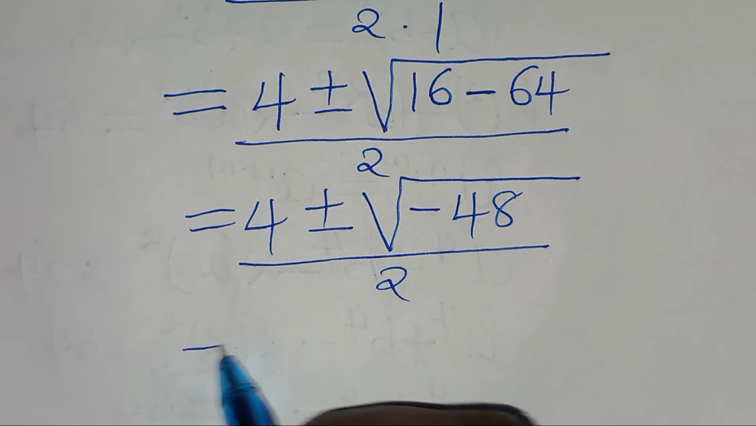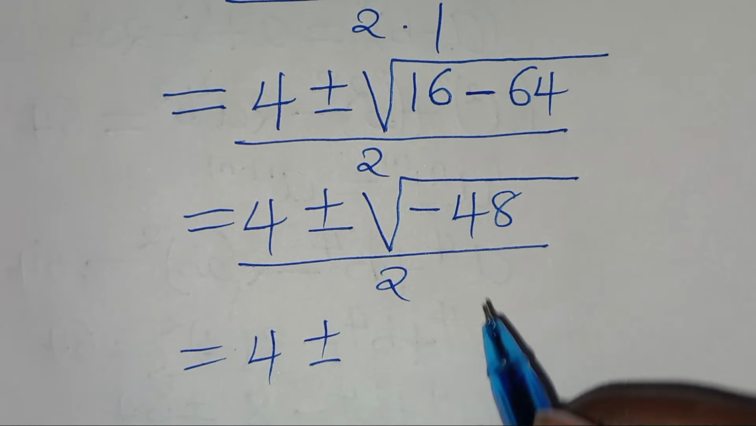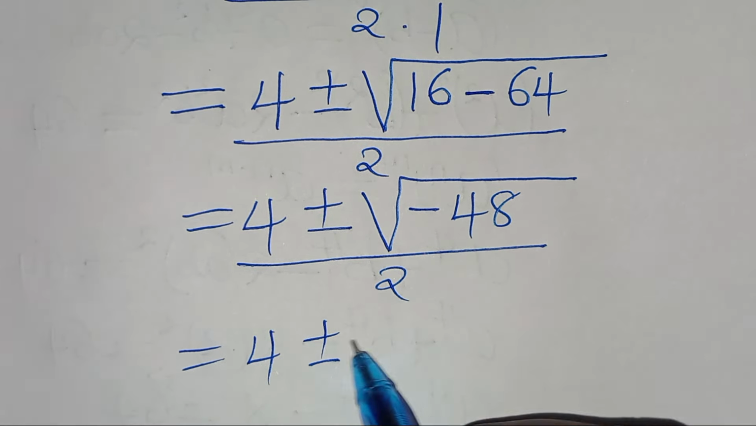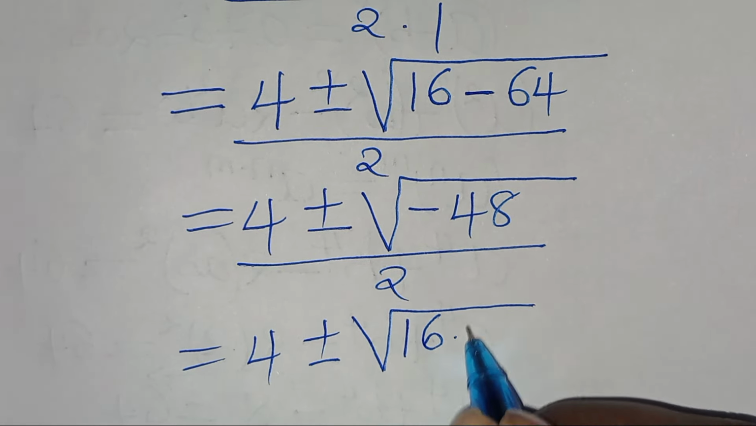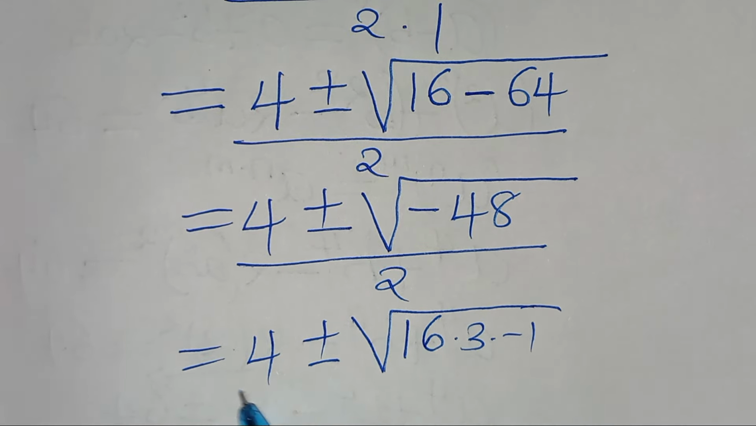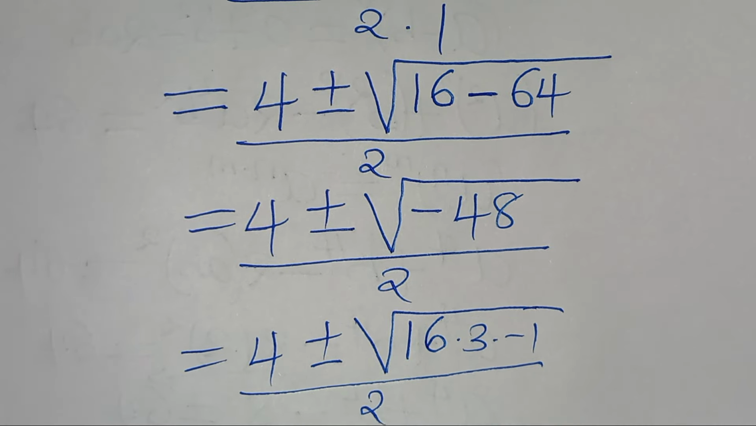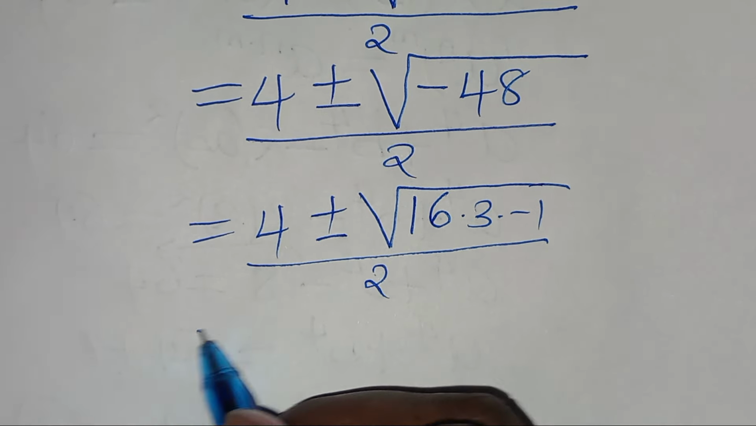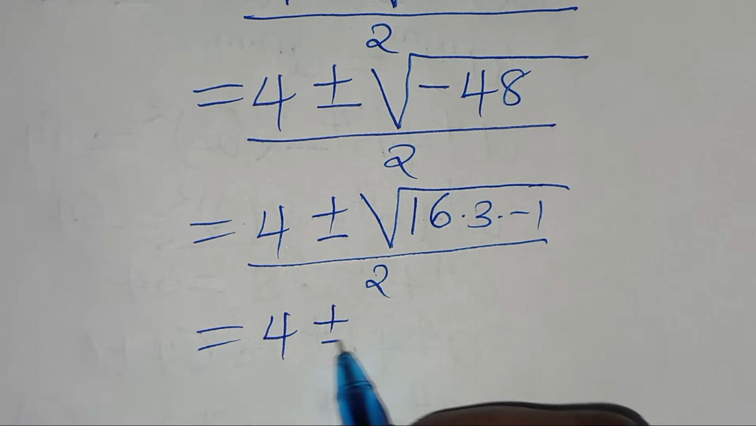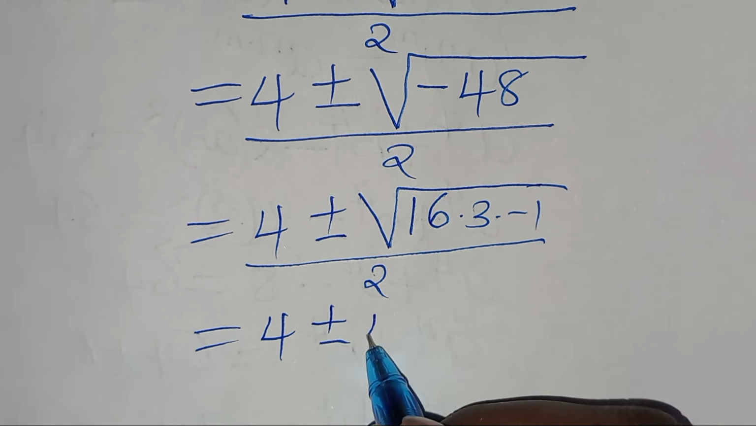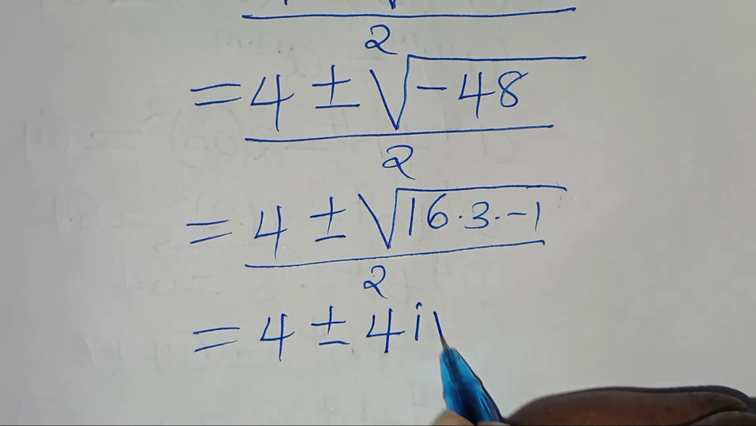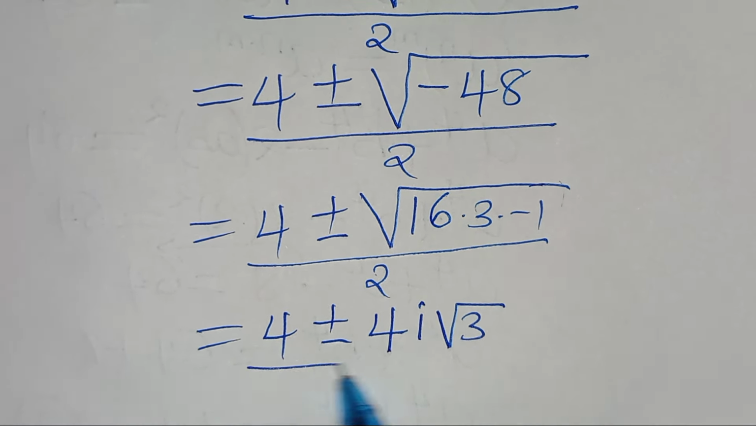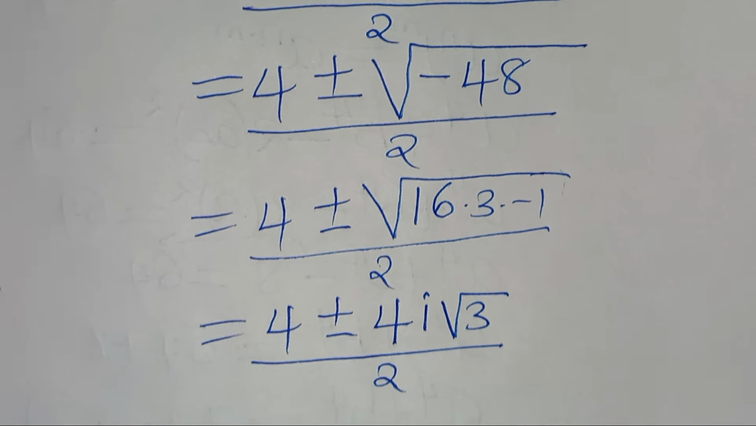And therefore, here we have 4 plus or minus. We can express the square root of minus 48 as 16 times 3 times minus 1, everything here divided by 2. So here we have 4 plus or minus the square root of 16, this is 4, square root of minus 1, this is i, then square root of 3, everything here divided by 2.